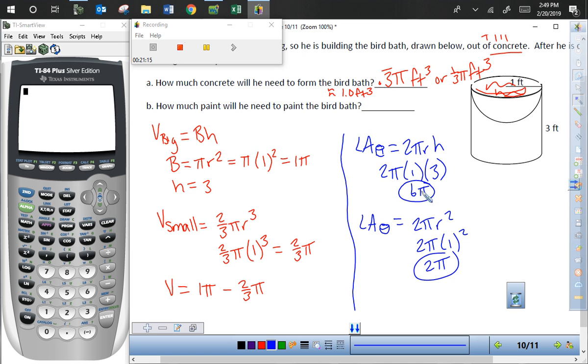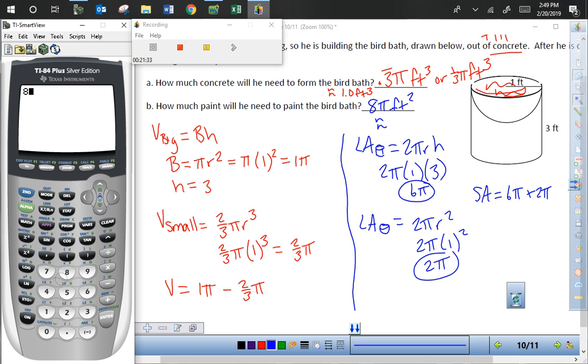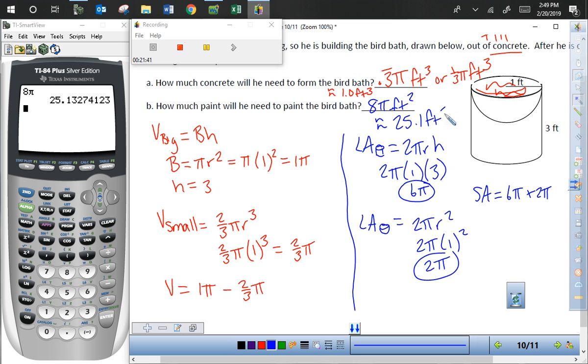All right. So now when we put it all together for surface area, we want to paint both of these, so we have to add them. We've got 6 pi plus 2 pi is 8 pi feet squared. That's approximately, again, because word problems, it's more useful to think about it in terms of the decimal, 25.1 feet squared that we're going to have to paint here.